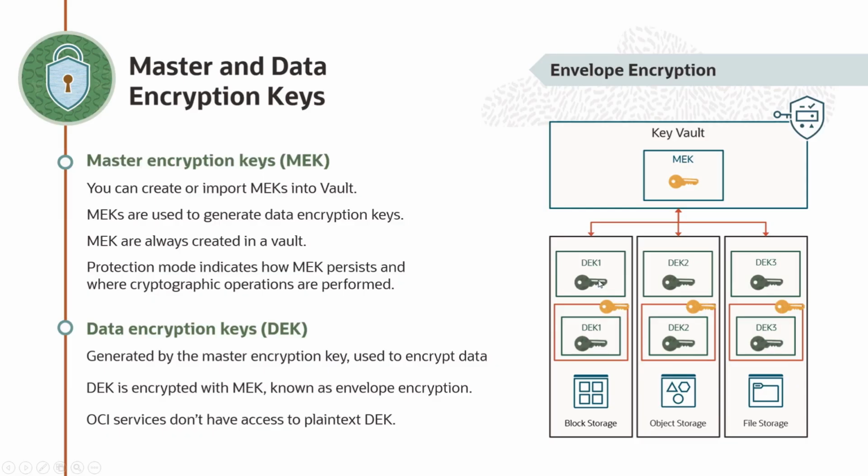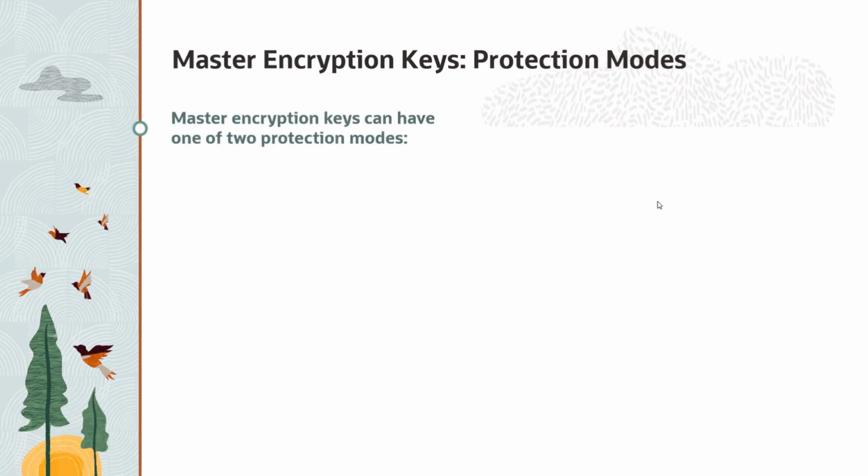The services use the plain text data encryption key to do encryption or decryption, and then they remove it from memory as soon as possible, and store the encrypted data encryption key as part of their storage. We'll look into that in a subsequent lesson, but you can see how the data encryption key is itself encrypted with a master encryption key, and that process is called envelope encryption. We'll look into this in a quick demo. So let's look at this, and then I'll switch over to the console.